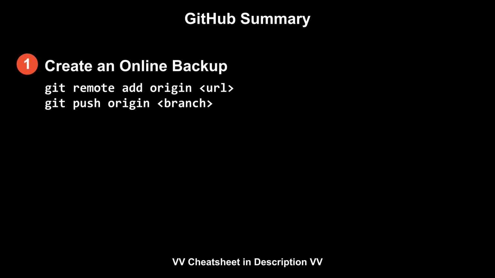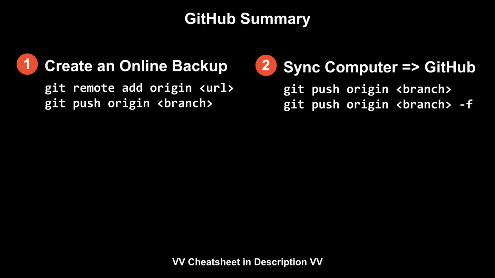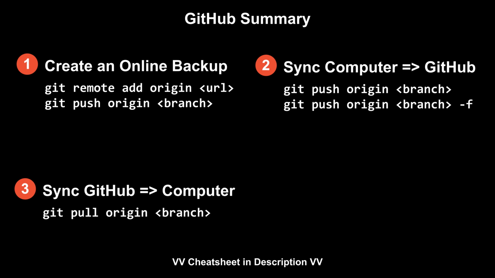And that's it. We finished recreating 3 main features of Google Drive using Git and GitHub. We learned how to create an online backup of our code. We learned how to sync updates from our computer to GitHub using git push. And we learned how to sync updates from GitHub back to our computer using git pull.